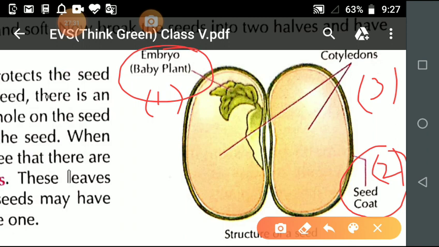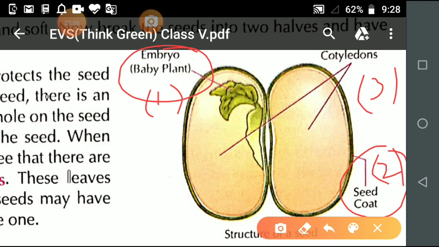The outer protective layer of the seed is called seed coat. Now student, what is the role of this seed coat? It protects the embryo, because your embryo, or you can say baby plant, is inside the seed coat. So it protects the embryo from injury and from drying out. Is it clear? अगर एम्ब्रियो सूख जाएगा तो उसमें से न्यू प्लांट नहीं निकलेगा, इसलिए ये जो सीड कोट है, उसे ड्राई होने से रोकता है, सेव करता है, प्रोटेक्ट करता है. Is it clear?